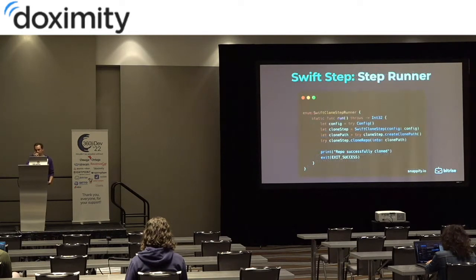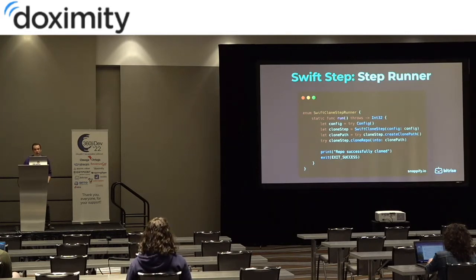So what does the Swift clone step runner do? You can see it's just a simple enum that exposes a static function called run. And you can see each one of these steps is doing a very specific job. So first we try to make a config, which is going to pull the envars off the file system and make that config. If that thing fails, it's going to fail right up to our entry point and emit an error immediately. The next thing we're going to do is instantiate a Swift clone step with the config.